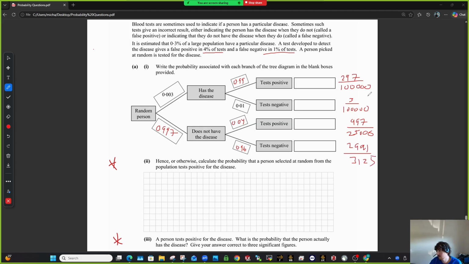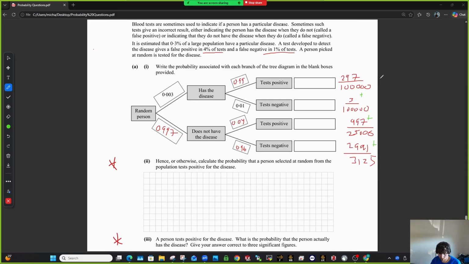Now, how do you check if you've done that right? Well, there's only 4 outcomes this test can have, 4 possible scenarios. So you can be this, or this, or this. All of them should add up to be 1. You can just type that into your calculator. I'm going to pause and just add them up. It'll only take a second. 3 over 100,000 plus 997 over 25,000, and then plus 2991 over 3125.